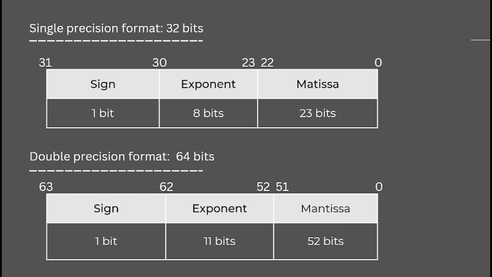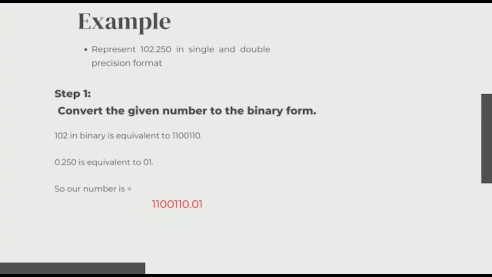Single precision floating point format uses 32 bits of computer memory and can represent a wide range of numerical values, whereas double is mostly used for calculations in programming to eliminate errors when decimal values are being rounded off. Take a look at the example to understand the IEEE format. The example is to represent 102.250 in single and double precision format.